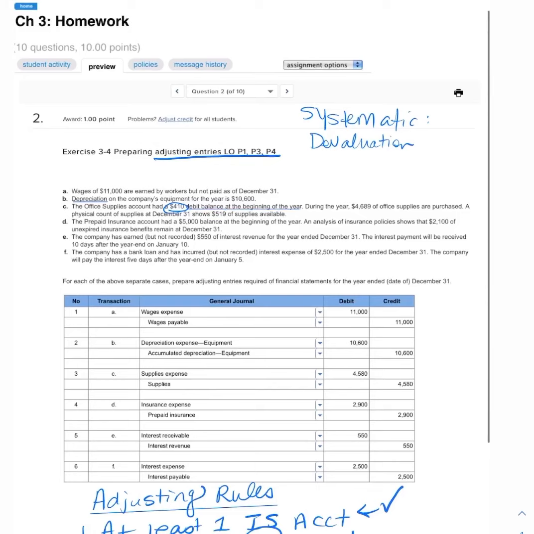During the year, $4,689 worth of office supplies are purchased. A physical count of supplies shows $519 of supplies are available. So, the easiest way to solve a question like this, and I'm just going to erase all this down here at the bottom just so we can use the room.